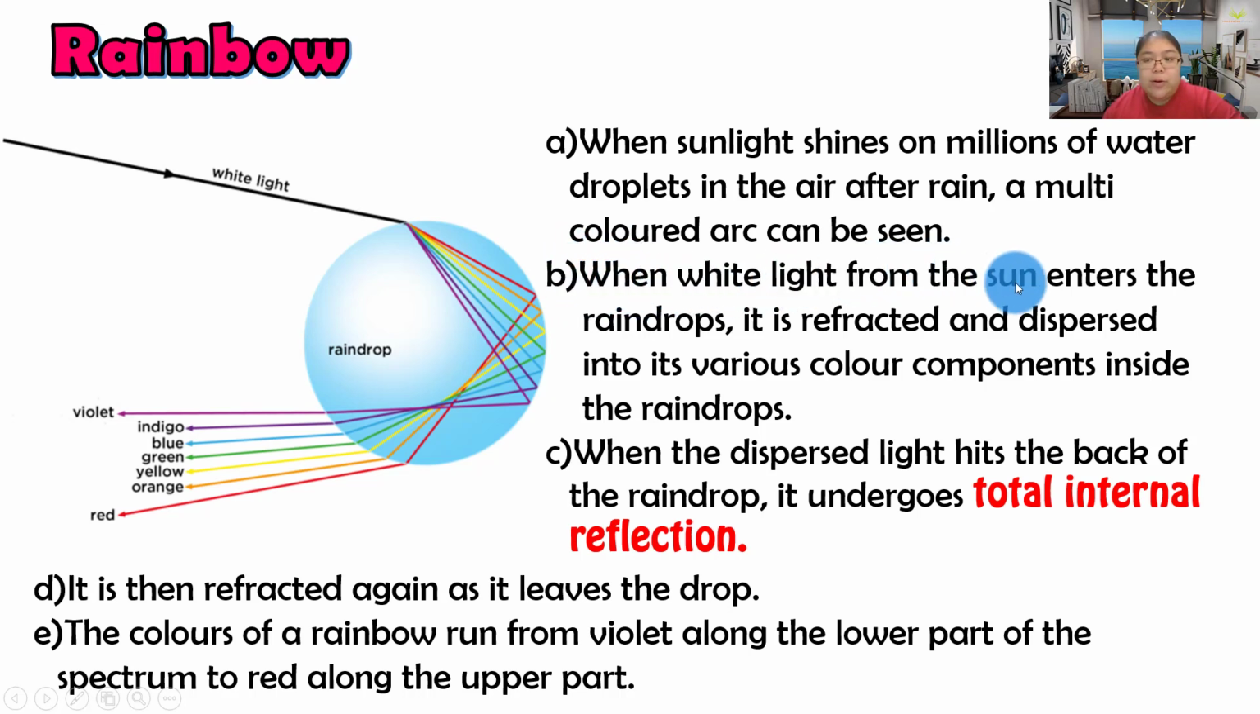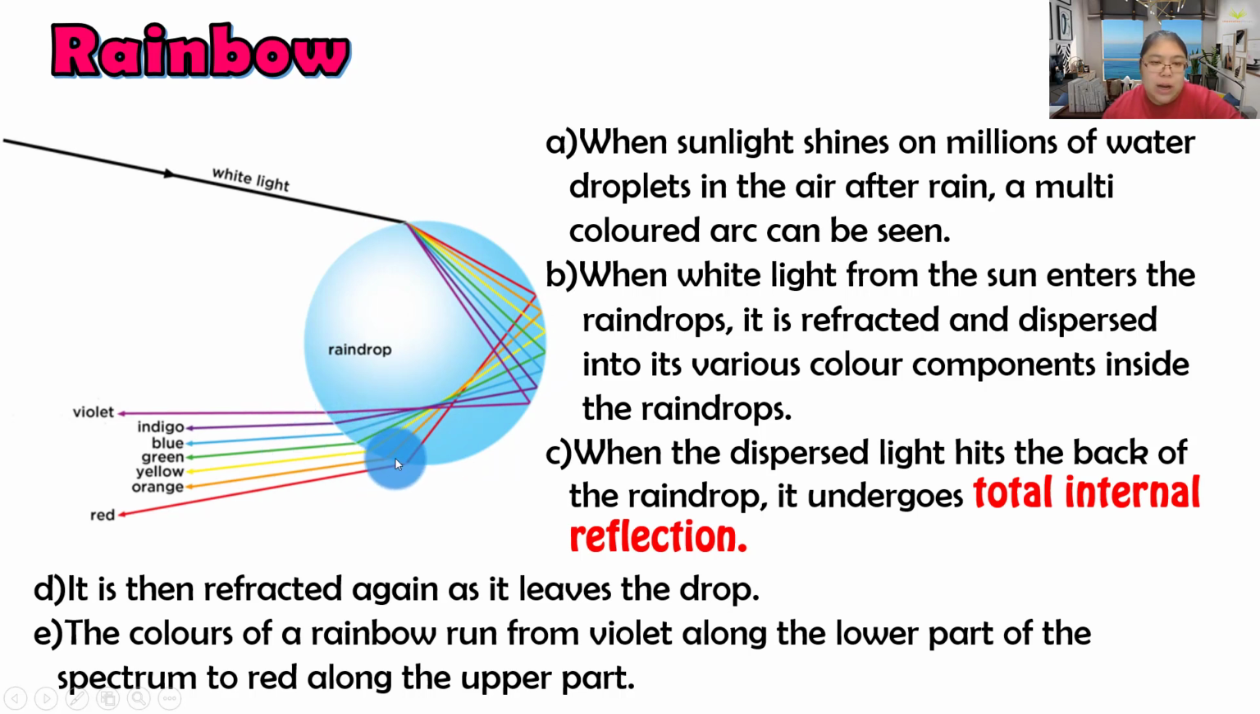When the white light from the sun enters the raindrops, it will be refracted first because of the different medium. After that, it will disperse into various colors. So now inside the droplets, it separates into the 7 colors. After that, the 7 color components are inside the raindrop. Okay, when the dispersed colors hit the back of the droplet, they undergo total internal refraction. Inside the same medium, total internal refraction will happen.